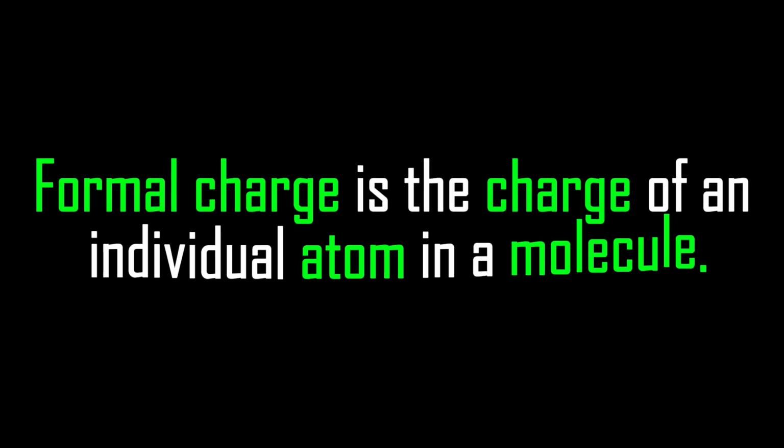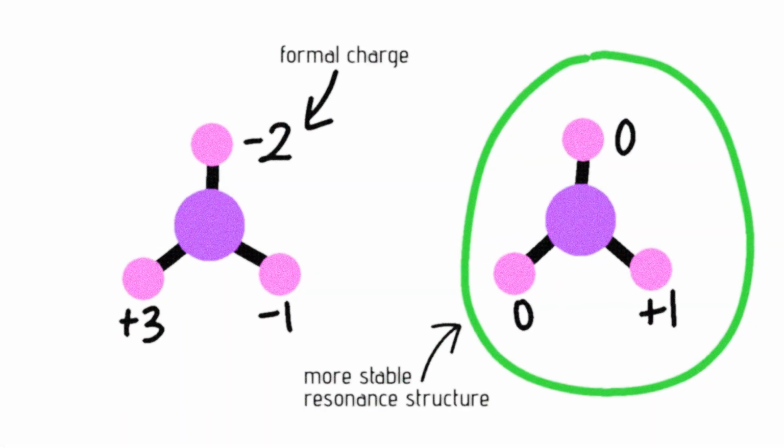As it turns out, not all resonance structures are created equal. We can use a concept called formal charge to figure out which resonance structure is the best if we have some different choices. Formal charge is the charge of an individual atom in a molecule. If you're trying to pick the most stable resonance structure for a molecule, pick the resonance structure with the formal charges as close to 0 as possible.